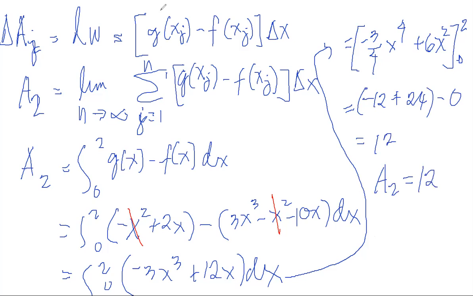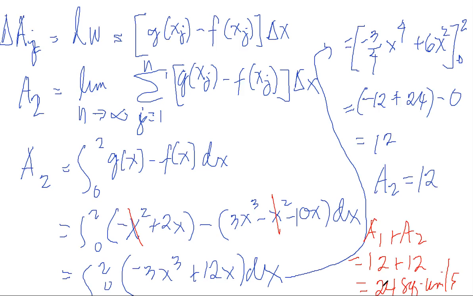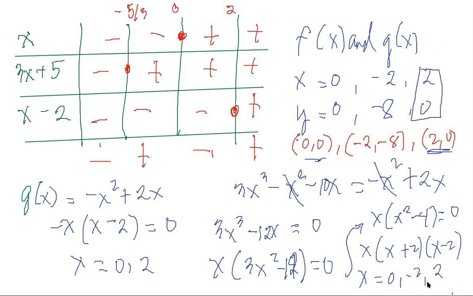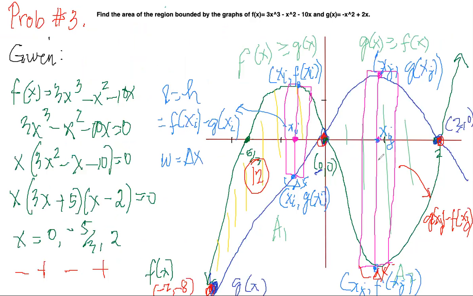Since we're talking about the sum of the two areas, area 1 plus area 2 is equal to 12 plus 12, which is 24 square units. Therefore, the area of the region is 24 square units. So 12 and 12, we have 24. The answer here is 24 square units. All right, I hope we got the same answer.